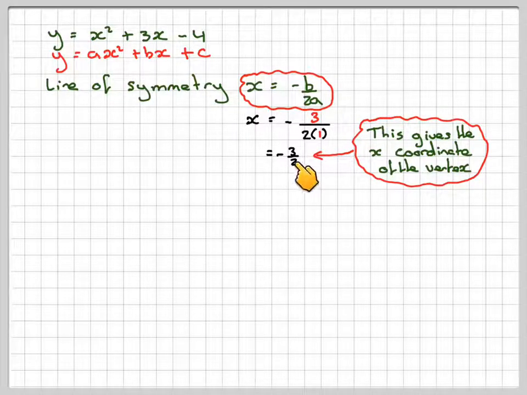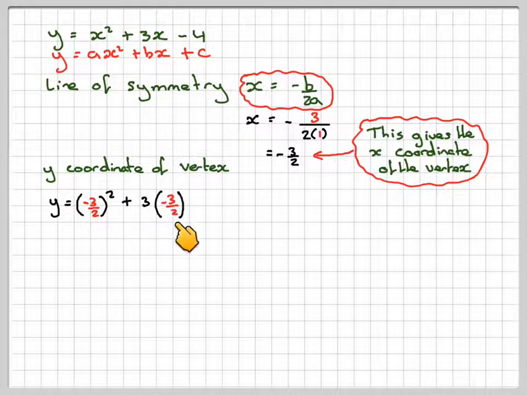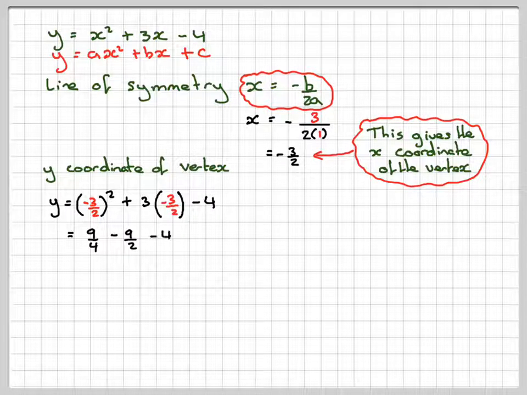So what we do is we take this and we now substitute it back into this. So the y-coordinate of the vertex will be y is equal to minus 3 over 2 squared plus 3 times minus 3 over 2 minus 4. So that's going to give me, remember we're not using a calculator, so minus 3 squared is 9, 2 squared is 4. So we've got 9 over 4 minus 9 over 2 minus 4.